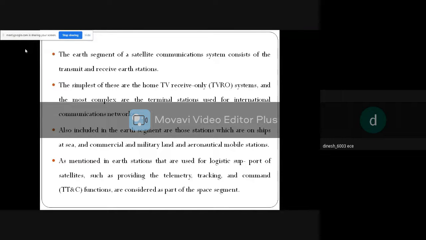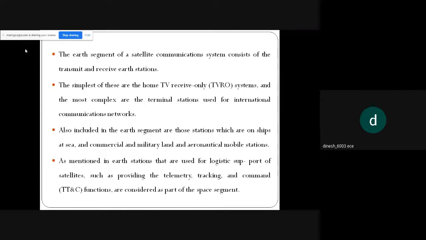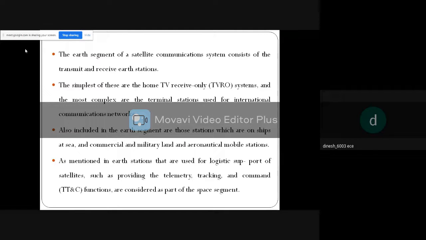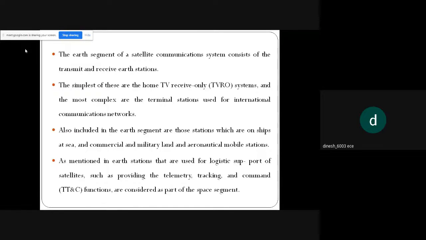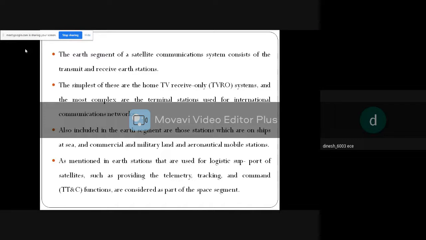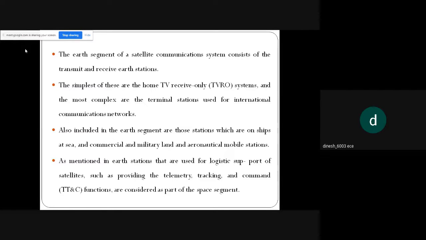One of the simplest is the home TV receive systems. These home TV receive systems are meant only for receiving, which are the simplest form, an example of satellite communication, in short TVRO. And the most complex form of satellite communication in the earth segment are the terminal stations that are used for international communication networks, which are used for intercommunicating different communication networks, which is your terminal stations.